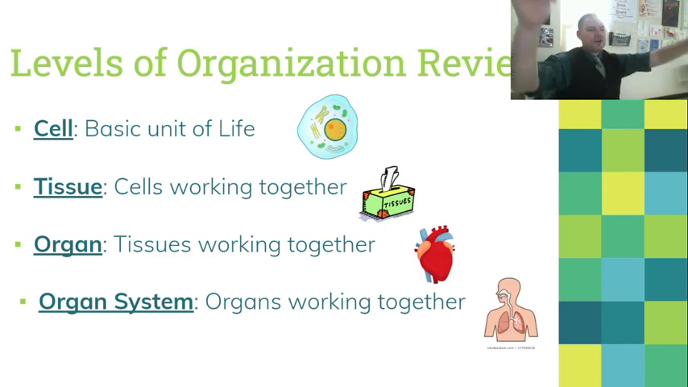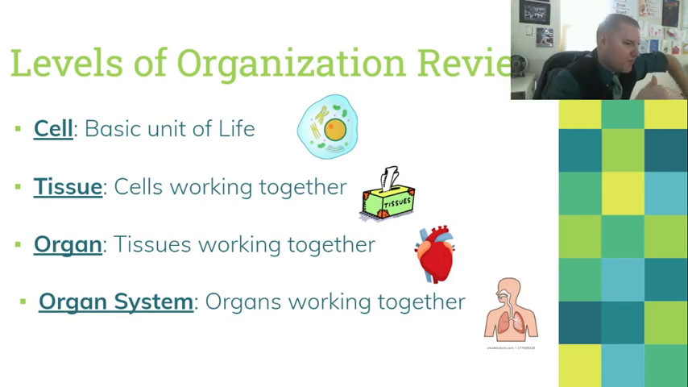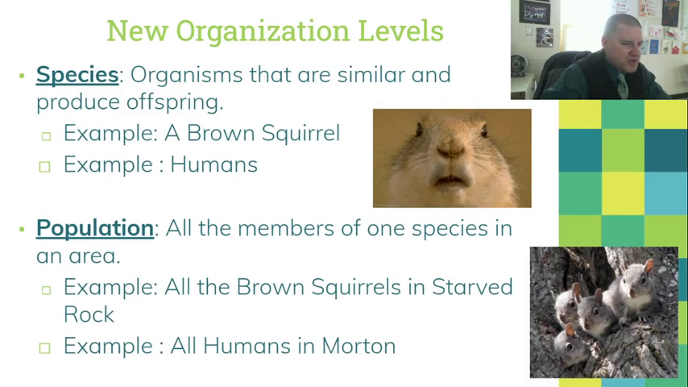So we've talked about different levels of organization before in the past when we talked about cells. Cells make up tissues, which make up organs, which make up organ systems. But then what happens after that point? We get the actual species that exist.